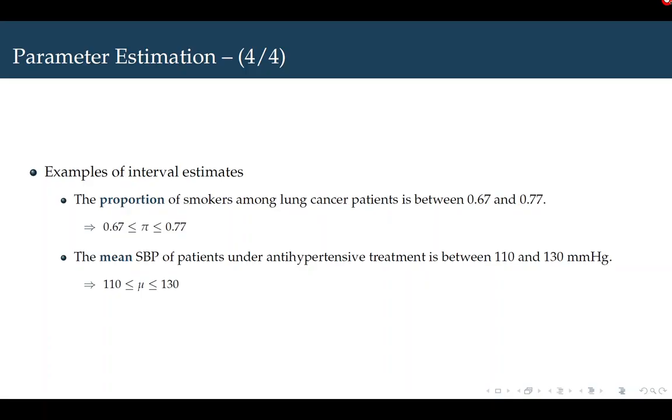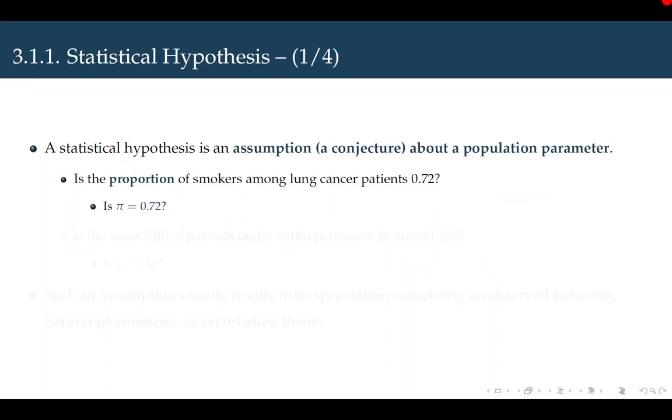Therefore, a point estimate is finding a single sample value, but an interval estimate is finding a certain range of values for which the assumed population parameter of interest lies. Now let's consider the second concept related to statistical inference. The first is estimation and the second is hypothesis testing.